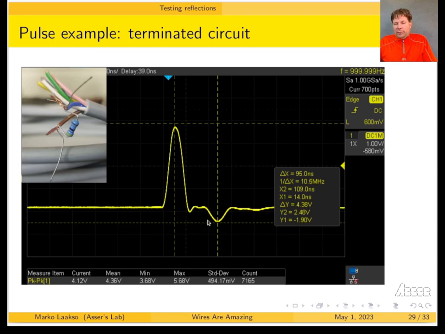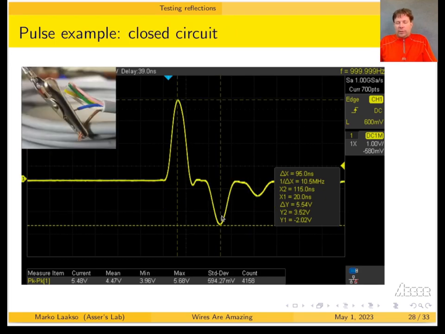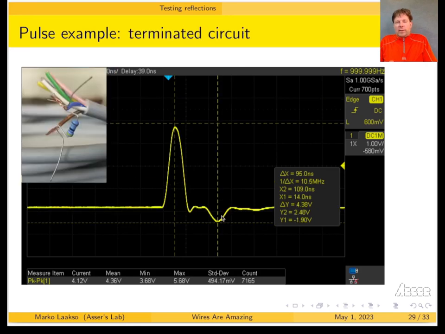Of course, you could still improve, but if that was the original reflection, now we've really reduced the height of the inverse reflection in here. So if you adjust your termination properly, you can get rid of those reflections altogether.